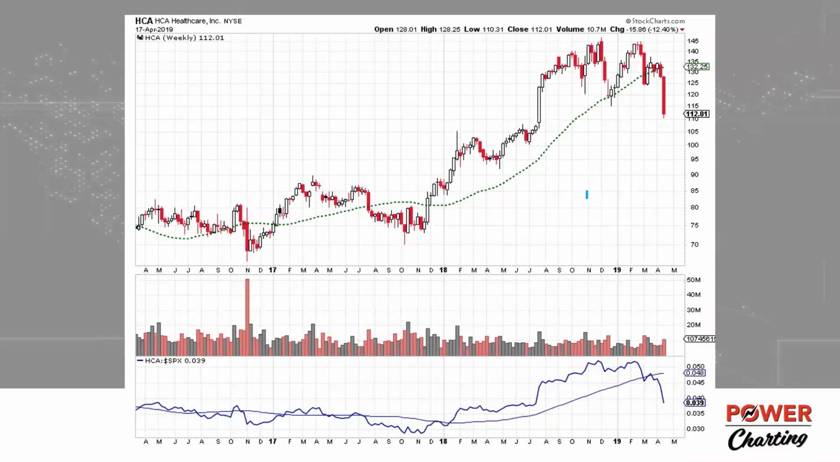Okay, so here's HCA, and this is weekly, and this is up through the 17th of April, and you can see here that this looks more and more like distribution. Well, this rally here, this large decline here is into the end of December when the whole market was weak, and so it did not produce trouble in the relative strength line.